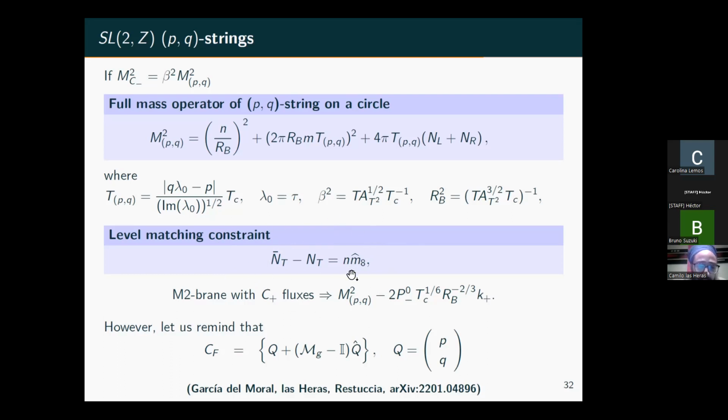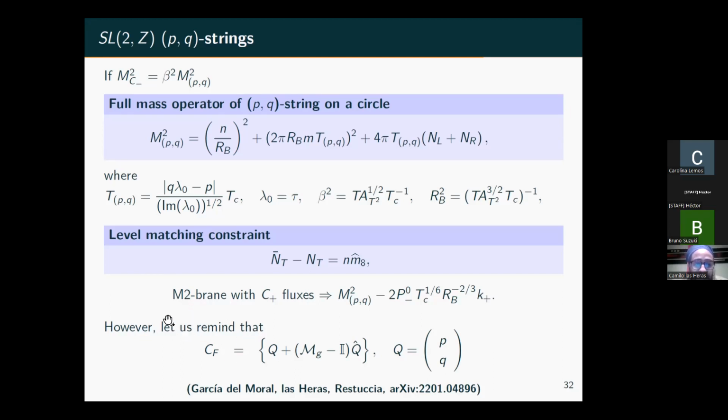Here N is the winding term and M is the Kaluza-Klein term. If we consider the term of the C₃ fluxes, the only difference will be a constant term that can be written in this way in terms of the tension of the string, the radius, and an integer related to the flux condition, okay? So we were able to obtain the supersymmetric type IIB string on a circle from non-trivial sectors of the M2 brane by generalizing the work done by Schwarz.